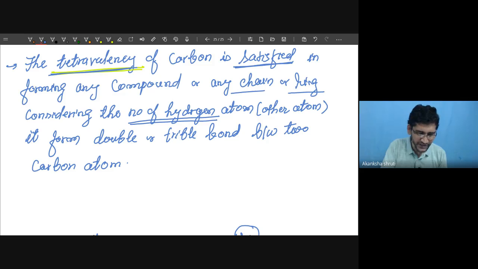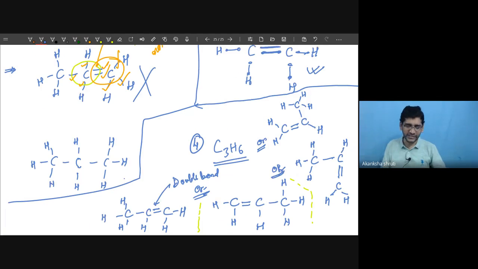And for completing the structural formula of the given compound, you have to take care of the hydrogen. So depending on the number of hydrogen atoms, the double bond and triple bond have to be drawn. That is what I was explaining. Is it okay, or does any student still have a doubt? Then please ask me.